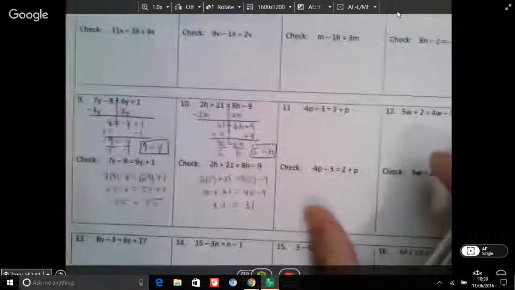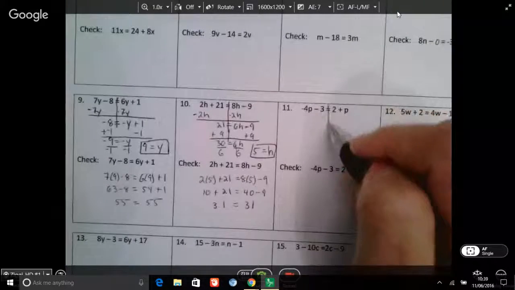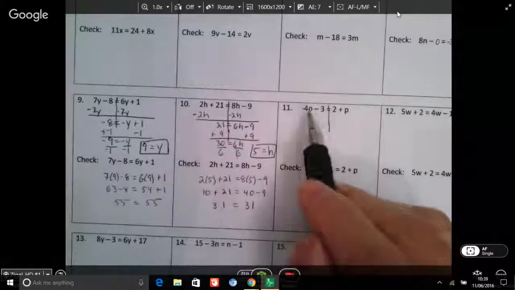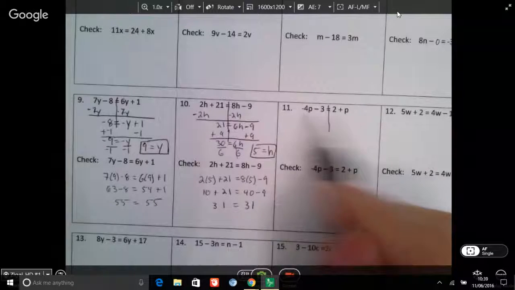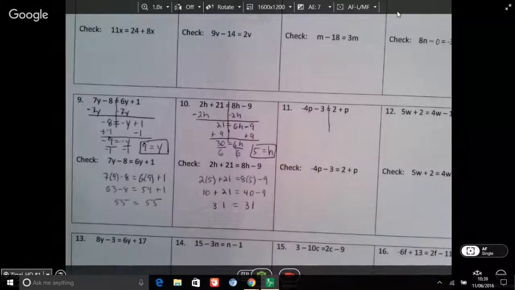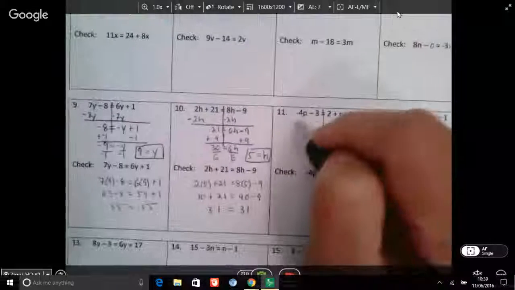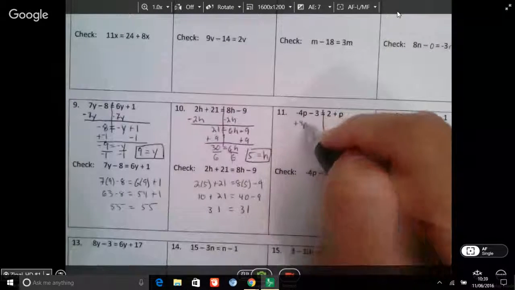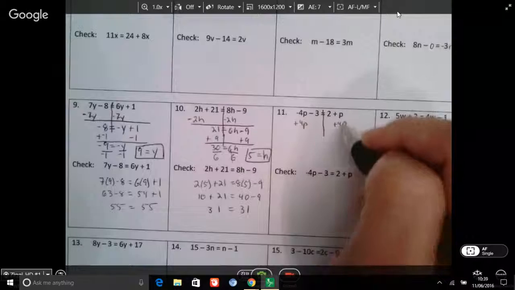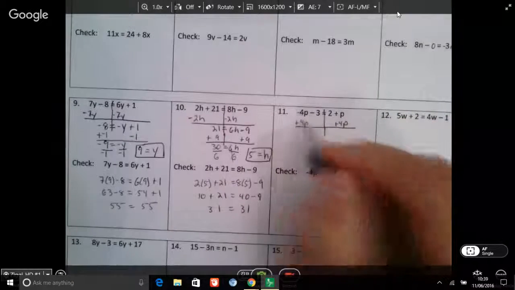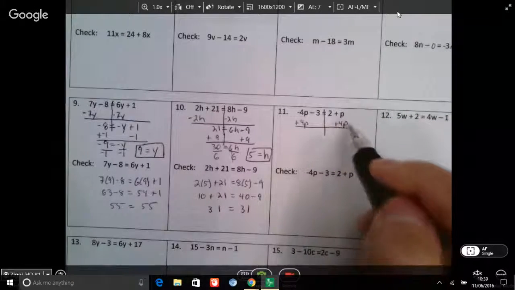All right, let's take a look at number 11. Here's my equal sign. I have variables on both sides of the equal sign. I also have constants on both sides of the equal sign. So let's look at the one on the left. This is negative 4p. To the left of it, there's a negative, right? So I want to add 4p to both sides.